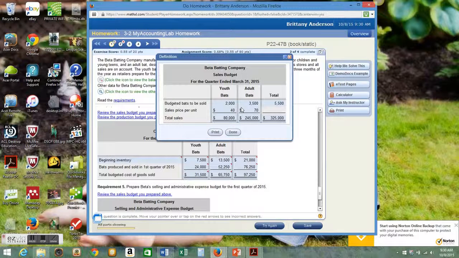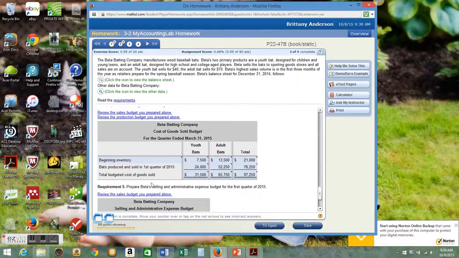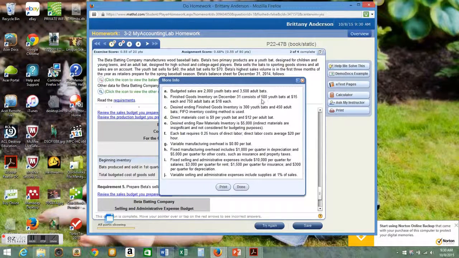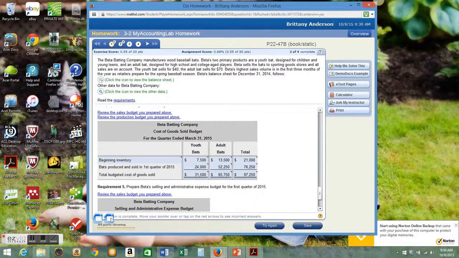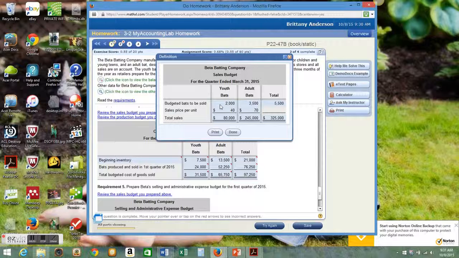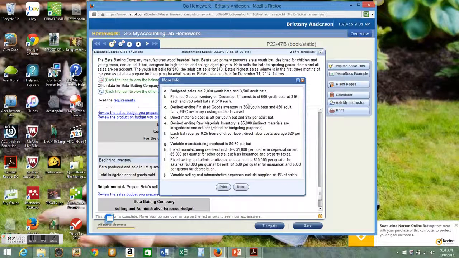So I'm going to put that in, and then I'm going to subtract my bats in beginning inventory. Again, that was just back here on my data table, the 500 youth bats and the 750. Again, I will take my bats sold in first quarter, so the 2,000 youth bats and the 3,500 adult bats, and I'm going to subtract that beginning inventory number from my data table, again the 500 and the 750.